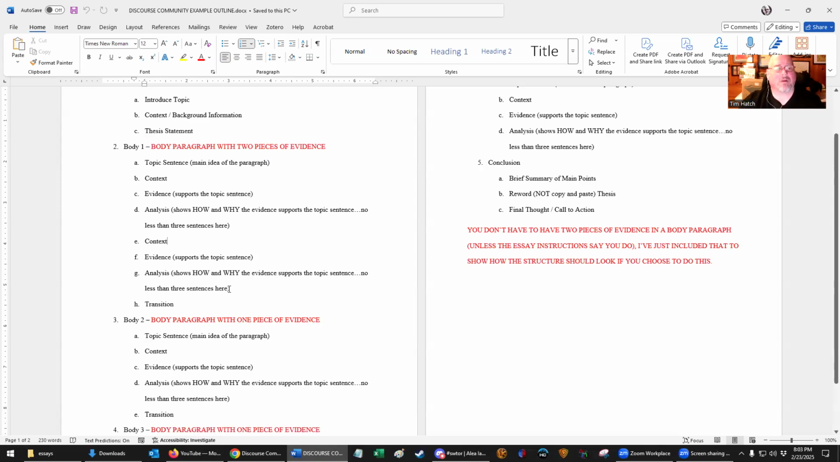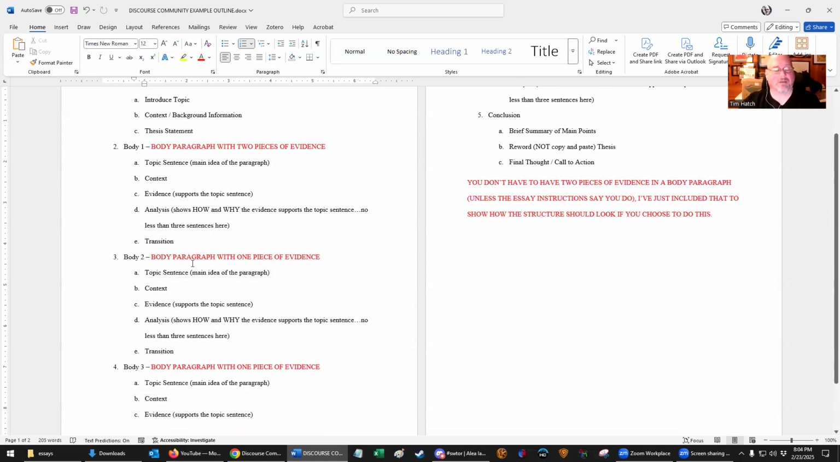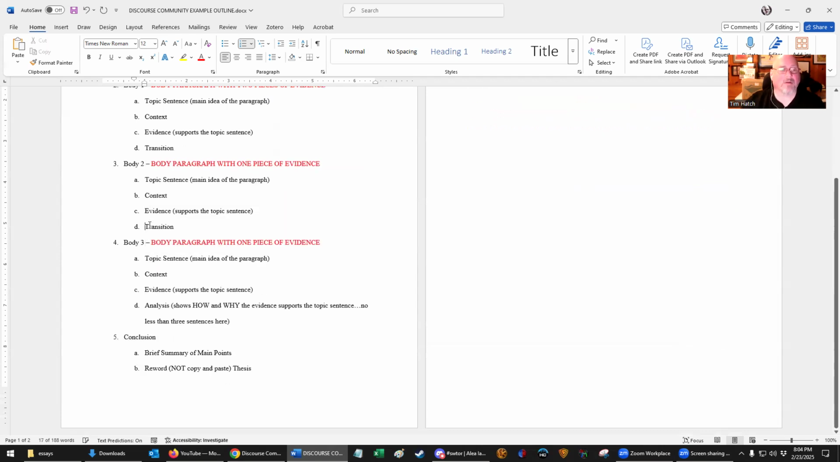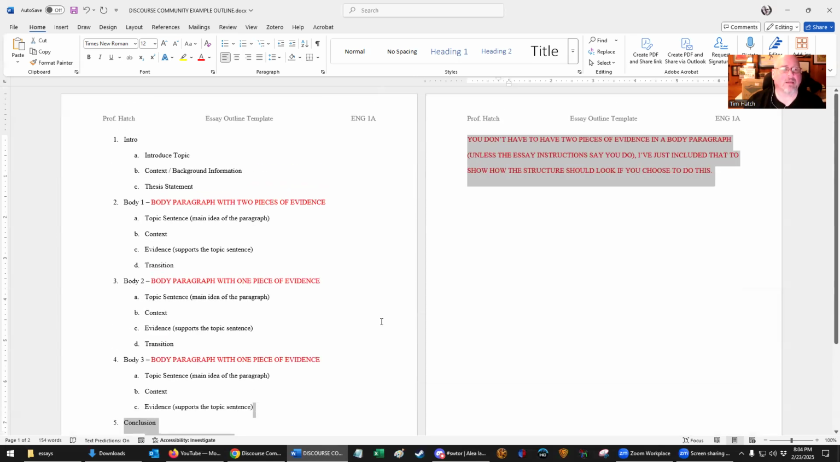Okay, so we're not going to be doing two pieces of evidence in any of these body paragraphs, at least not for this example. You can, I don't know why you would, 5 paragraph essay, 1,000 words, it's just not that long. One piece of evidence per paragraph should be fine. All right, we don't need analysis, so I'm getting rid of that in all three body paragraphs. You'll notice there's no transition in the final body paragraph. That's because you don't need one when you are going into the conclusion. I'm going to get rid of the conclusion entirely.